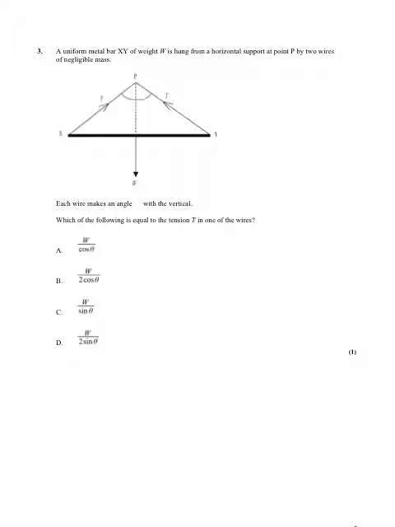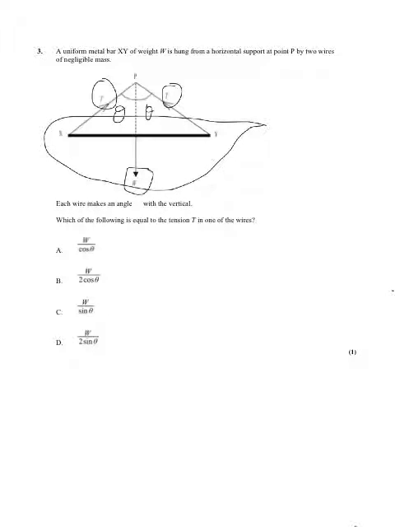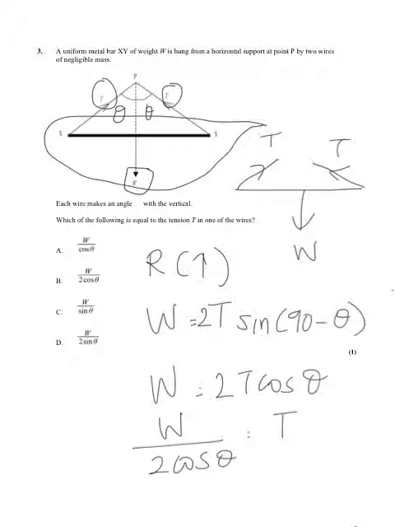Okay, so there are 3 forces acting here. You've got weight hanging from the center of this bar, and you've got the 2 tension forces. You're given an angle here which hasn't come out, so I'll draw it in. Now, which of the following is equal to tension? So, using the free body diagram for the bar in the center, let's resolve vertically. And as you can see, the answer is B.